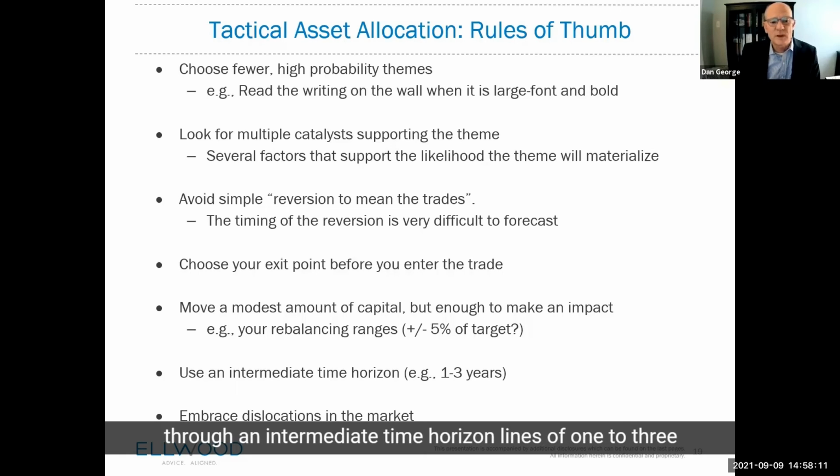We would look through an intermediate time horizon lens of 1 to 3 years. We're not talking about a trading strategy that goes from day to day or week to week or even month to month. And we're also not talking about 10-year asset allocation shifts. That's a strategic asset allocation shift. We're talking about investment time horizons of about 1 to 3 years.